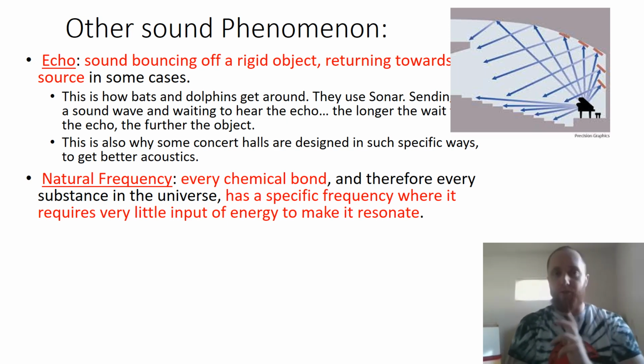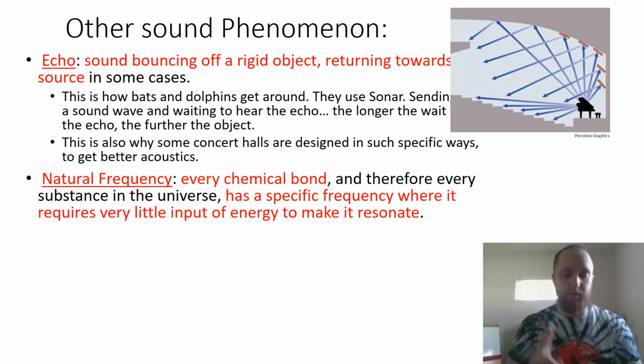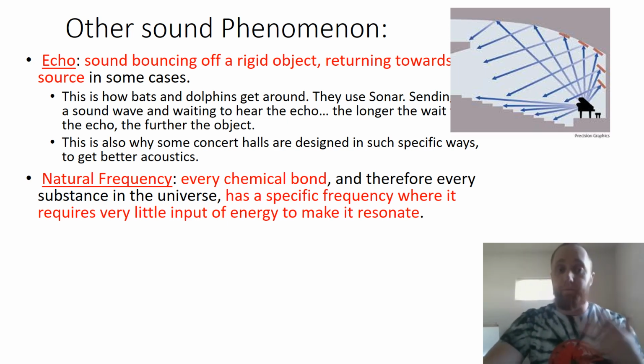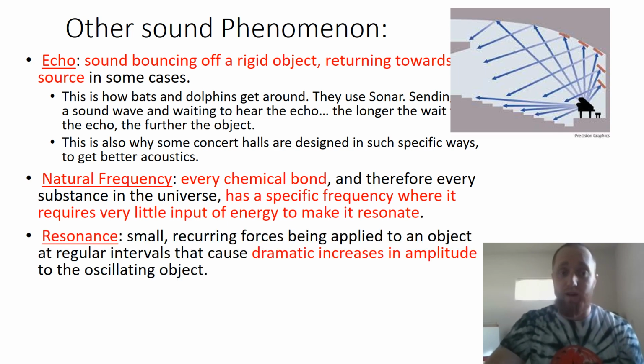Humans, we've got a bunch of different things inside of us. We've got blood, muscles, tissues, bone. All of them have their own unique natural frequencies. But it's the frequency at which these things will vibrate very, very easily.